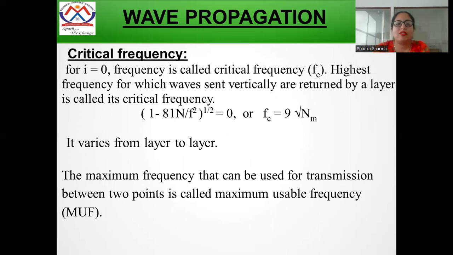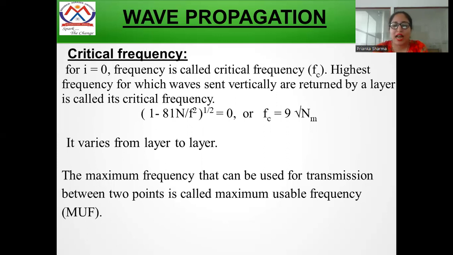First is the critical frequency. For the angle of incidence equal to 0 degree, the frequency which exists is called critical frequency. It is the highest frequency for which the waves sent vertically are returned back to the earth. The formula for critical frequency fc is equal to 9 times the square root of Nm. It varies from layer to layer.